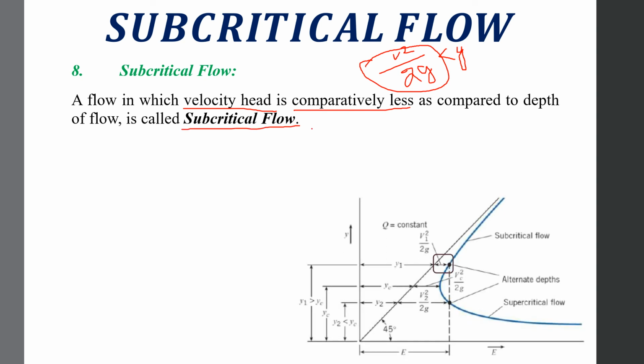If we look at the figure, you can see these two arrows, and you can see the value as v1 square over 2g. This is velocity head. From this point towards this point we have subcritical flow. So this flow type is subcritical flow. Here the velocity head is v1 square over 2g.